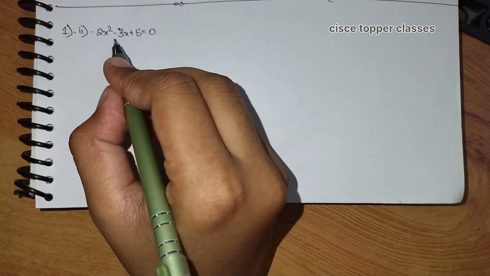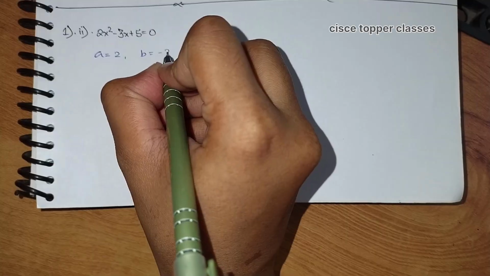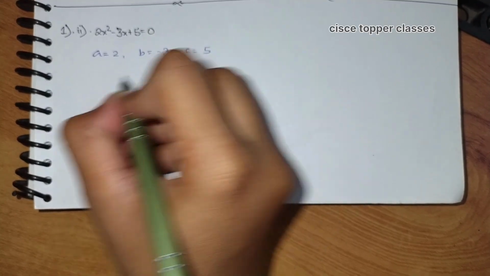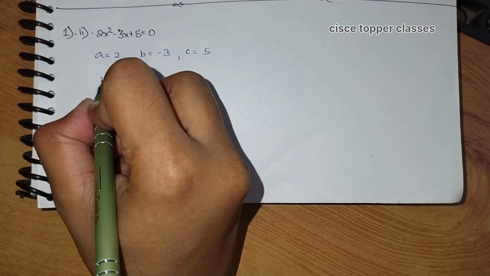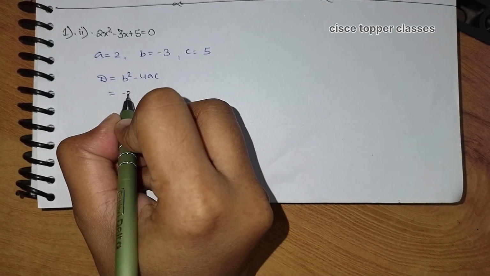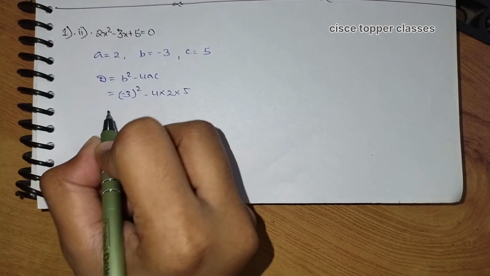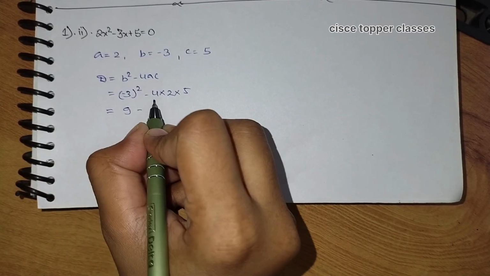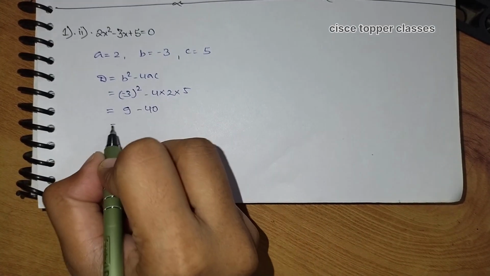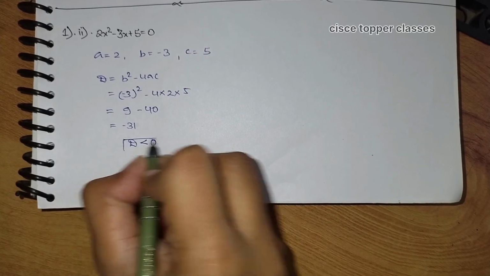Now let us solve question number 1 second part. We know a is equal to 2, b is minus 3 and c is 5. From that the discriminant value is b square minus 4ac, equal to minus 3 whole square minus 4 into 2 into 5. That will become 9 minus 8 into 5, which is 40. So the discriminant value is less than 0.